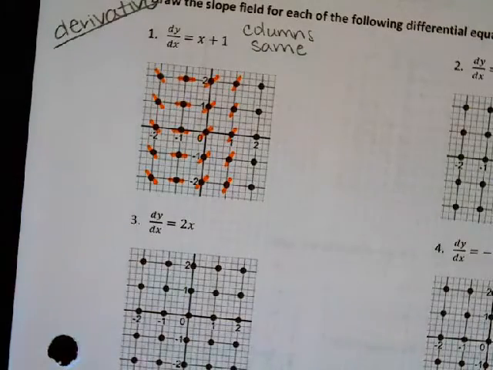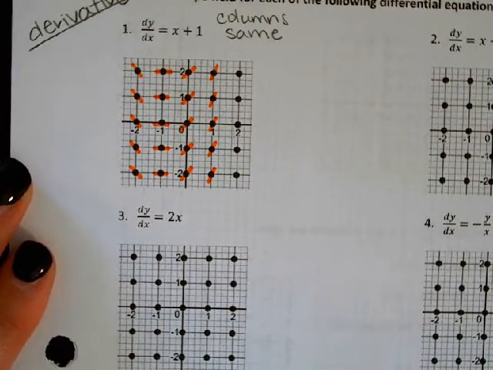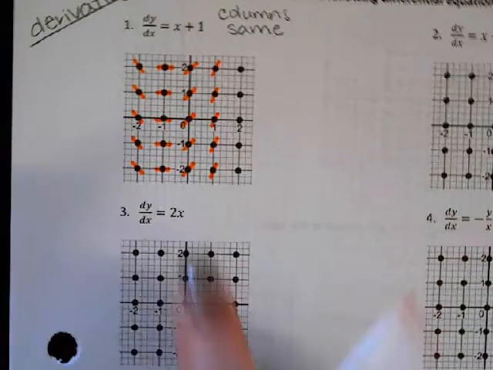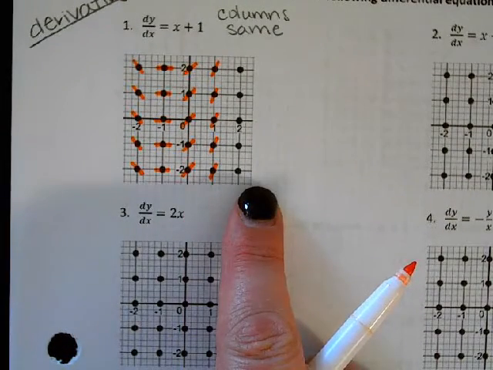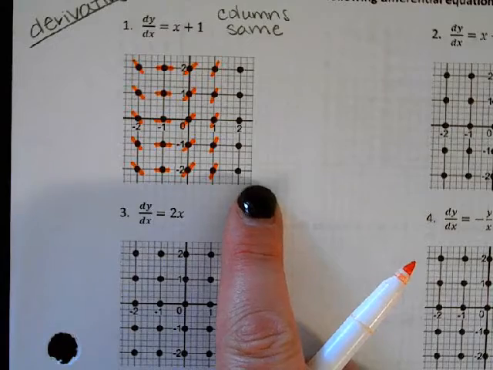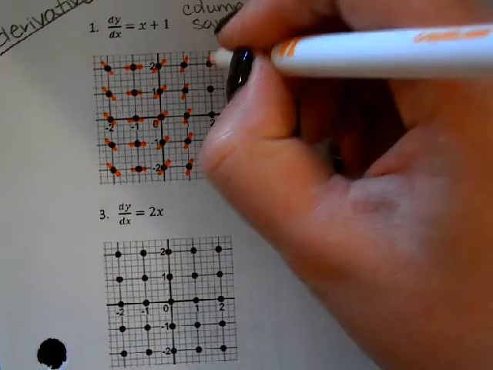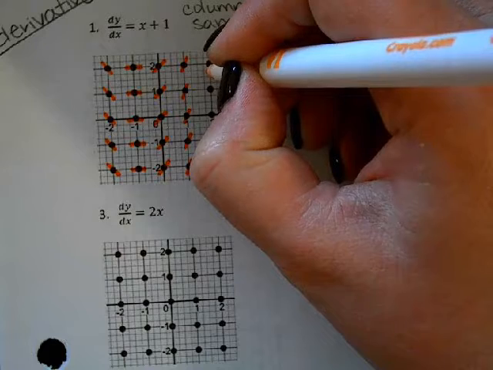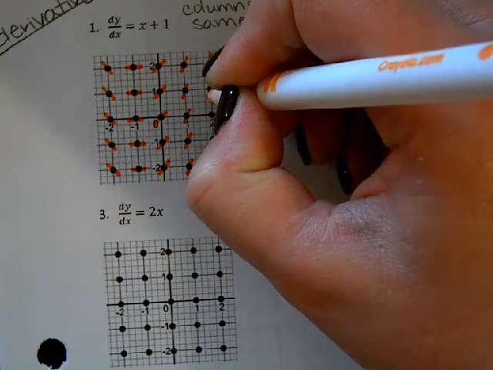If we plug in 2, what's our slope going to be? 3. Now make sure these two columns do not look the same. You have to be really careful when you draw them. They should not look the same.